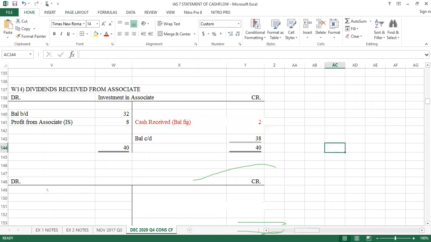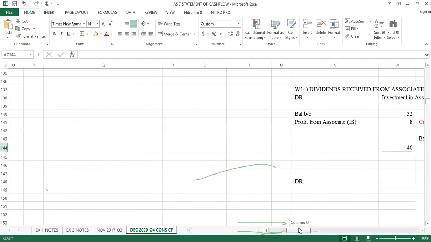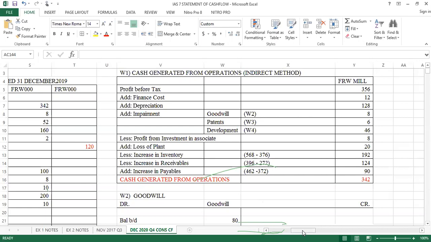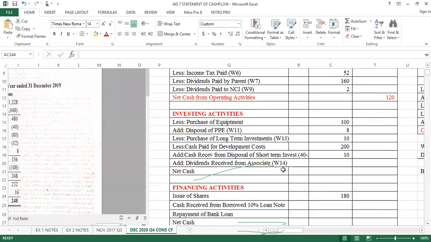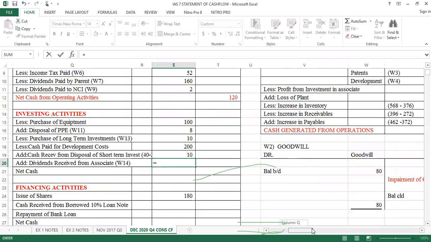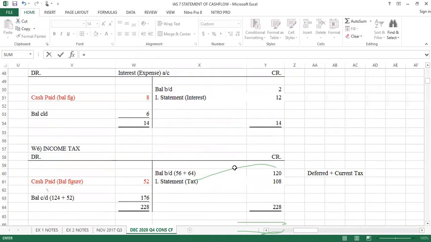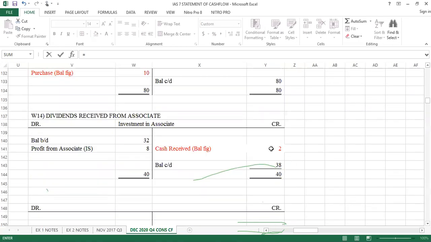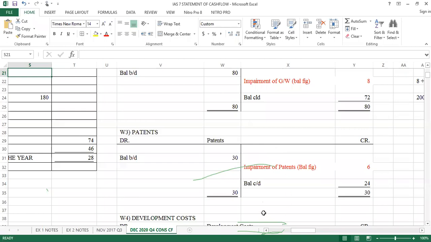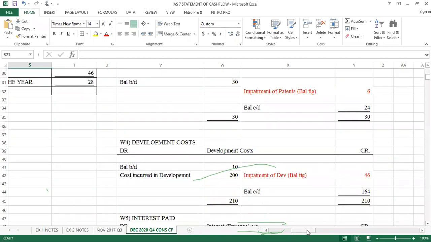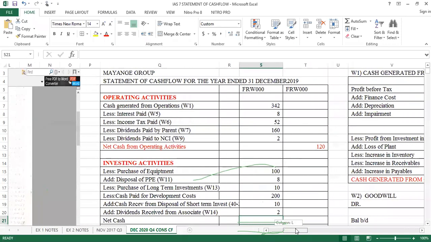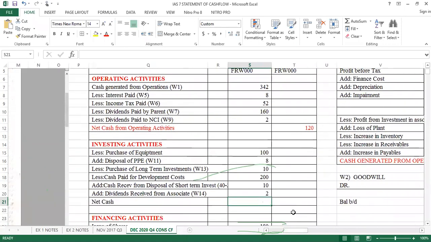We are done. That gives you working 14 is 2. Working 14 is giving us an answer of 2. Just 3 more minutes and we finish. I just hope that it will balance, because after all that work. So yeah, it gives you 2.